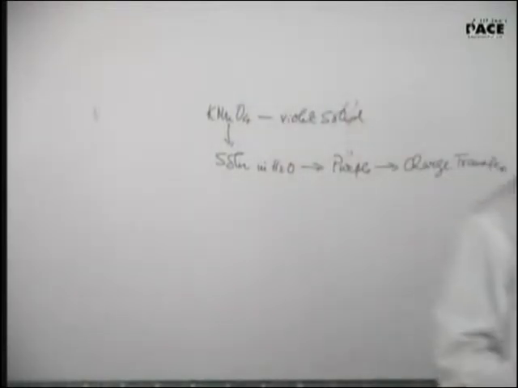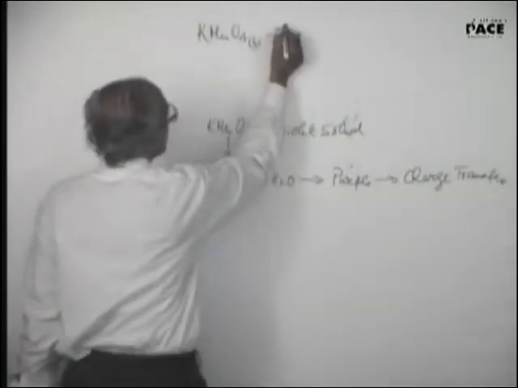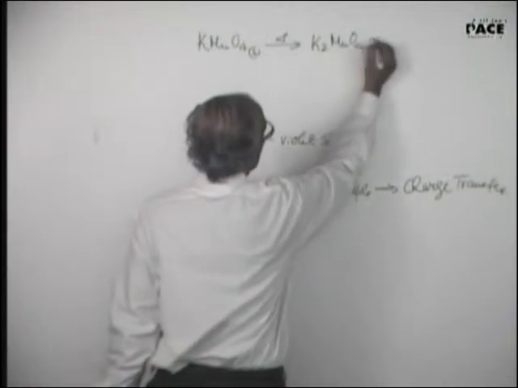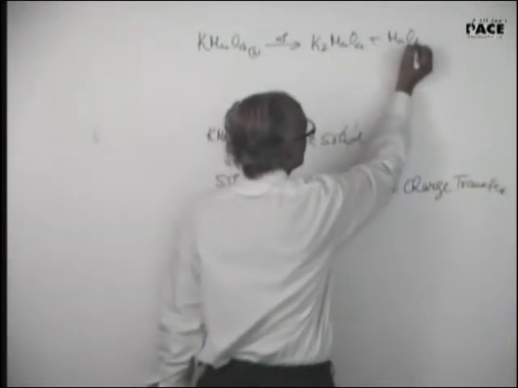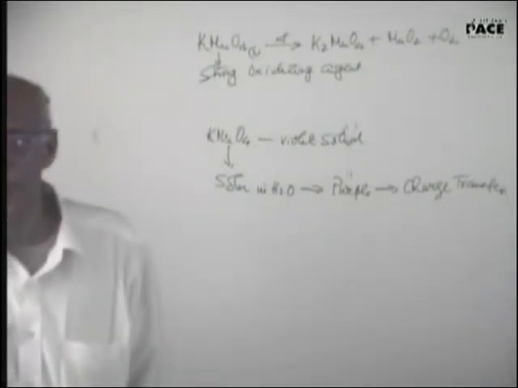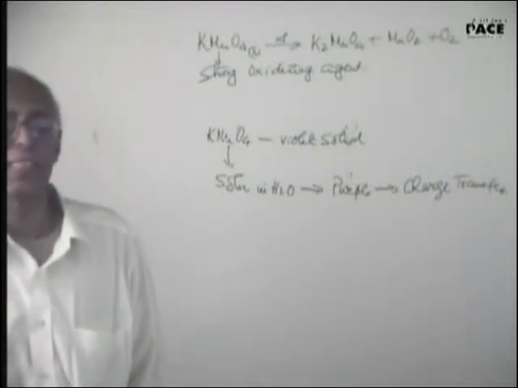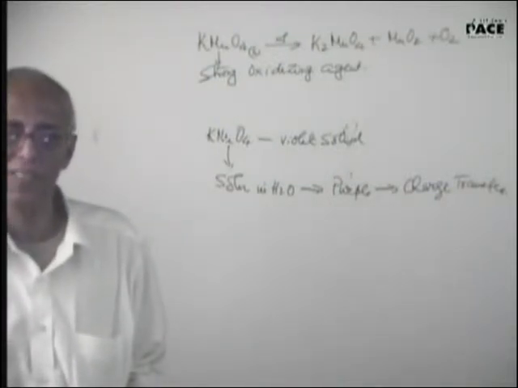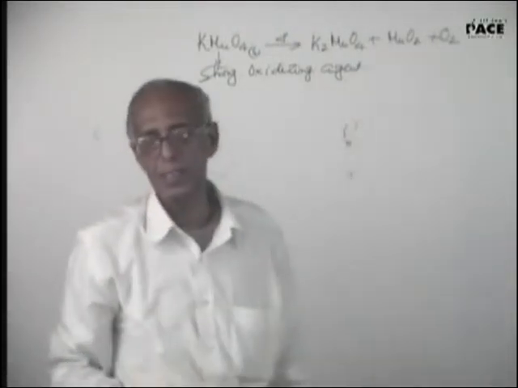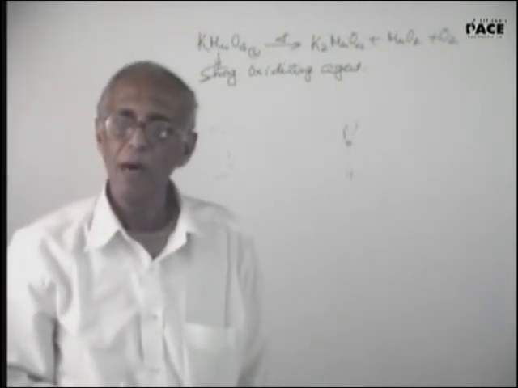Potassium permanganate, solid, when you heat it, you get potassium manganate, manganese dioxide, and oxygen. Potassium permanganate is a strong oxidizing agent because manganese is in its highest oxidation state, +7. The product of the permanganate depends on the condition of the medium.